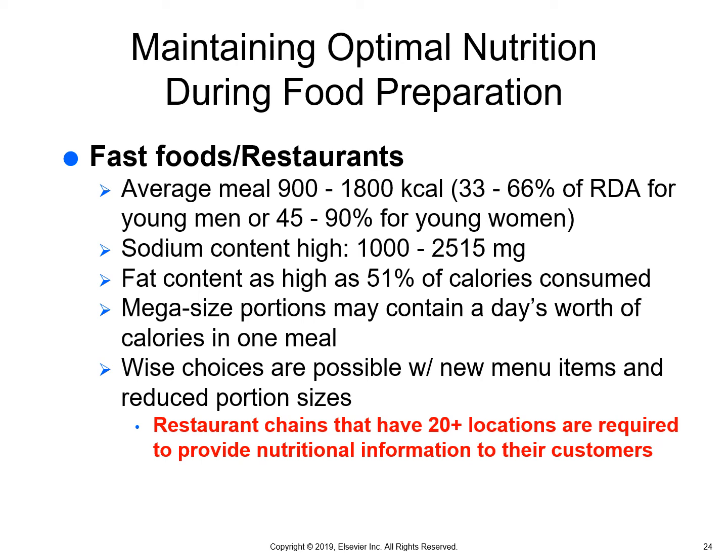Fast food restaurants. The average meal in a fast food restaurant is 900 to 1800 calories, which is 33 to 66% of the recommended daily allowance for young men, or almost a complete day for a young woman. Sodium content is also very high. Your whole day, it can be 1,000 to 2,500 milligrams. And remember, we want to stay under 2,300 for sodium.